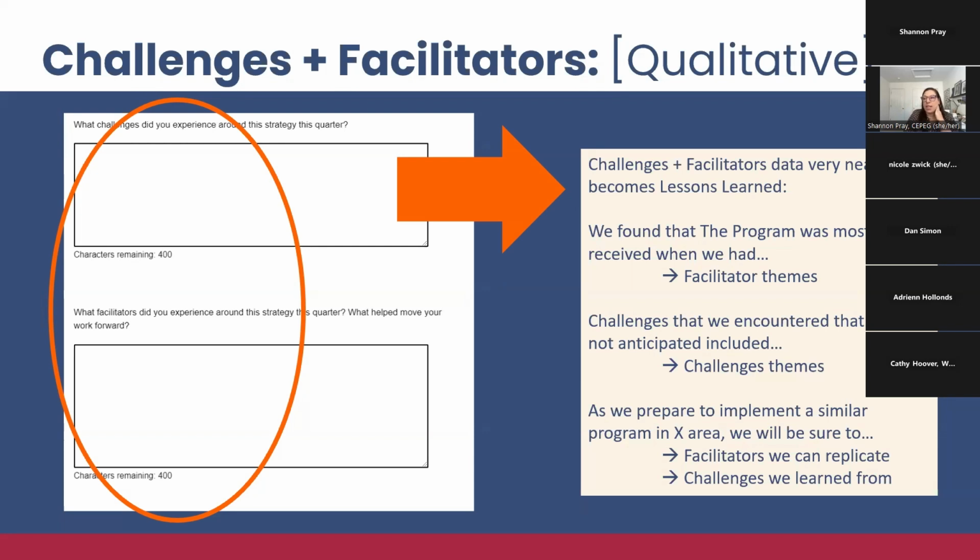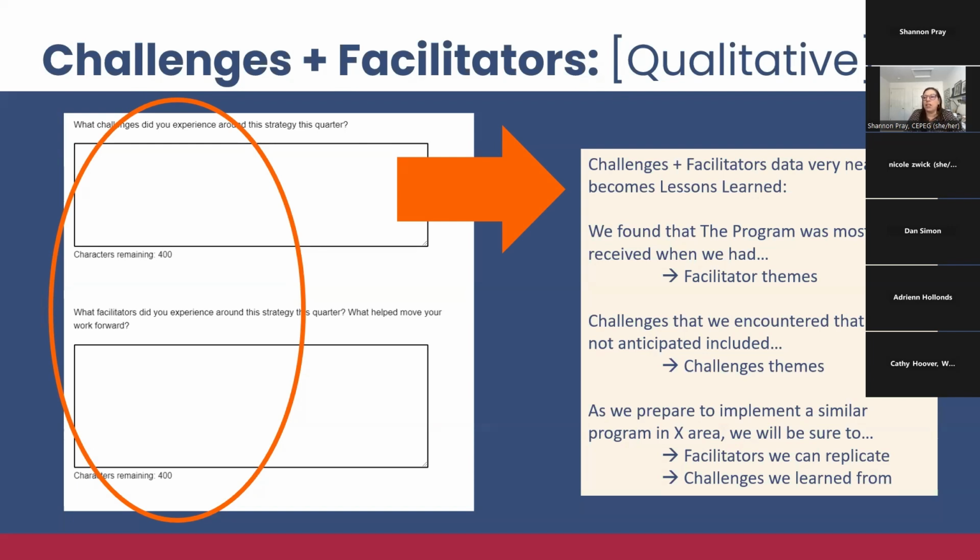And as Nicole said, the challenges and facilitators really become these lessons learned. Like we found that the program was most readily received when we had, and here's the facilitator themes that we found of things that helped us move our program forward. Along the same lines, the challenges that we encountered that we had not anticipated included XYZ, looking at those challenge themes that you have experienced.